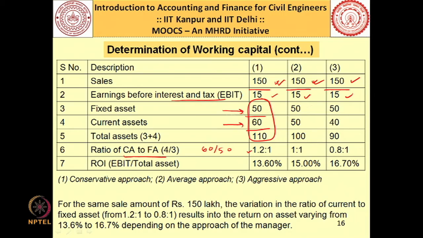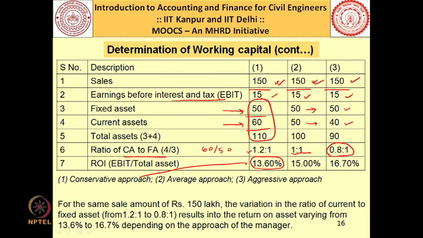Now, for the second case, he is taking 50:50, fixed asset 50 and current asset again 50. So, the ratio here is 1:1. In the third case, his fixed asset is 50 and current asset is 40, so the ratio is 0.8:1 for current asset to fixed asset. Now, if you calculate the return on investment, that is, earnings before interest and tax to total asset, you will find this is coming to be 13.6%.